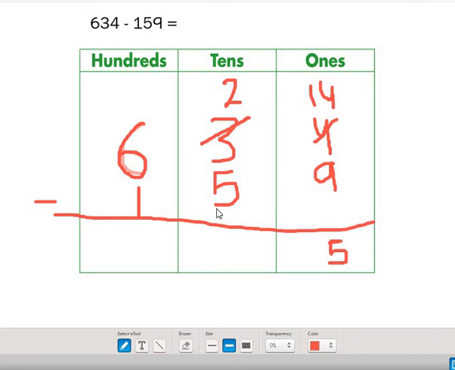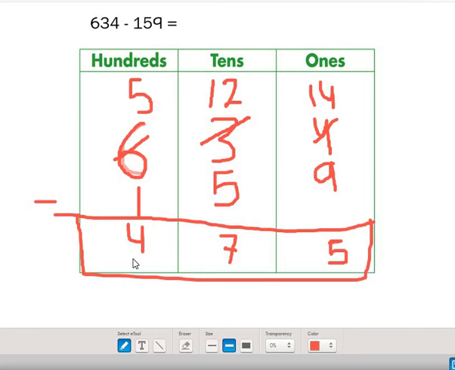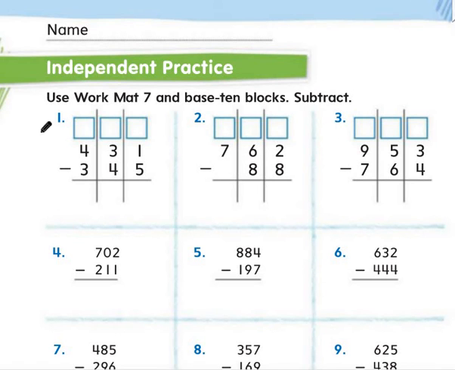The next step is to subtract tens. 2 minus 5, it's not allowed. We cannot. So again, we have to regroup. This 6 is going to be 5, and this 2 is going to be 12. We just have to add 1 here. So 12 tens now. 12 minus 5 equals 7. Now the last step is to subtract hundreds. 5 minus 1 equals 4. So the difference is 475.